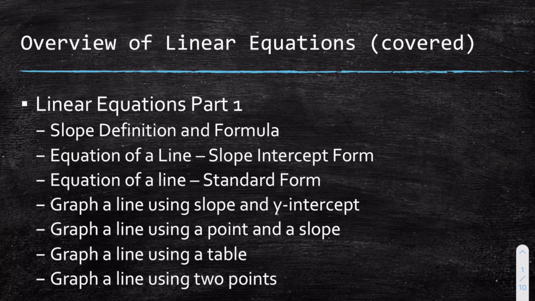We talked about the slope of a line, the formula for the slope of a line, and how to find those things. We talked about the equation of a line in slope-intercept form. We reinforced the idea of equation of a line in standard form. We graphed a line using slope and the y-intercept, using a point and a slope, using a table, and using 2 points. That was the first part.